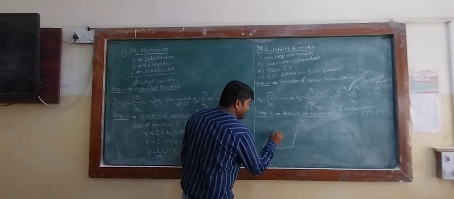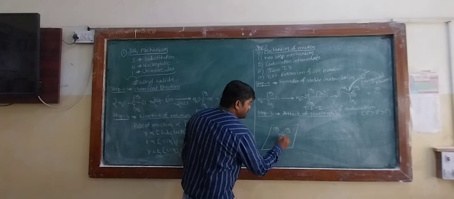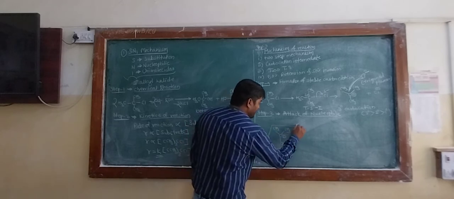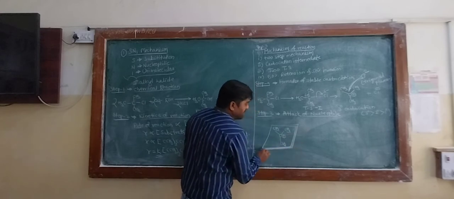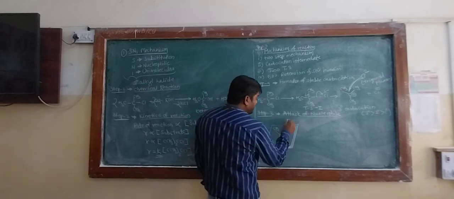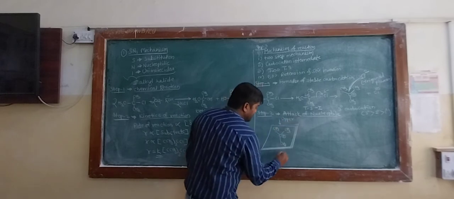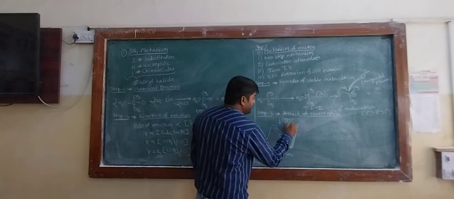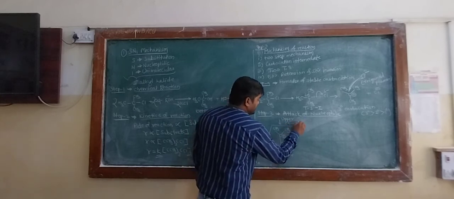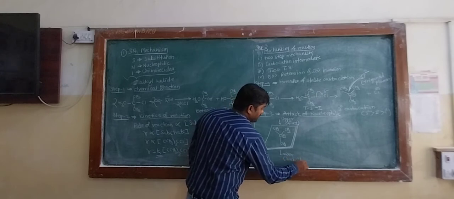Carbon with CH3 and CH3. Here you have a positive charge. This carbocation has two planes. It is planar, so it has an upper plane and this is the lower plane, or this is the front side and this is the back side of the carbocation.